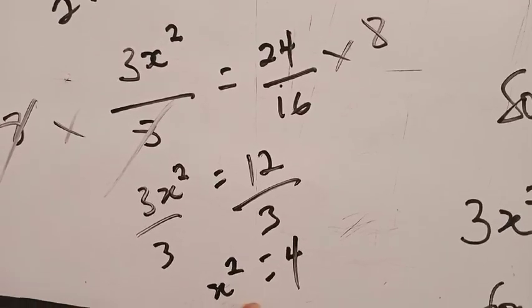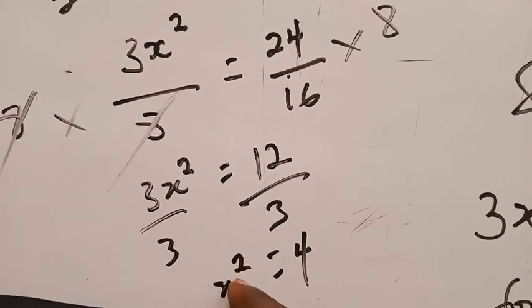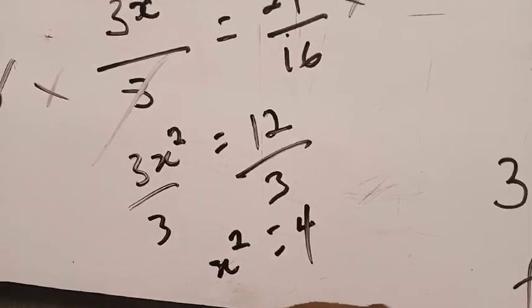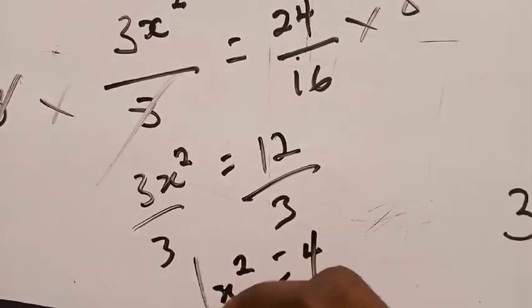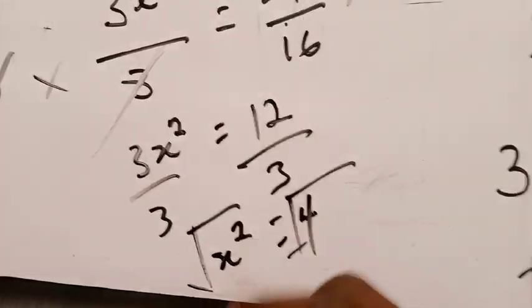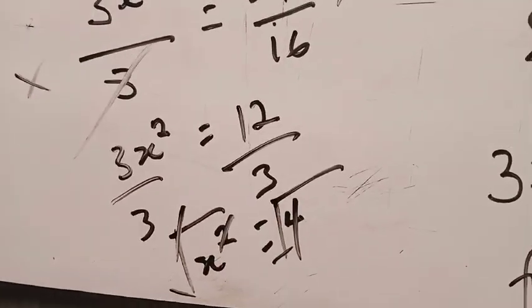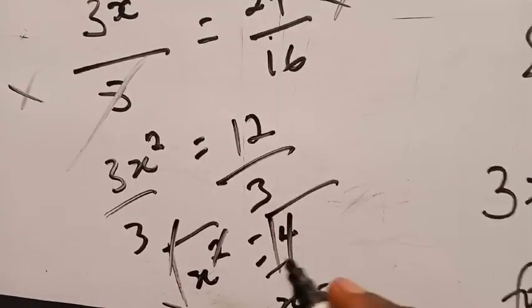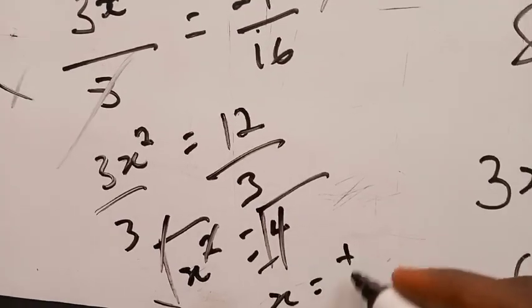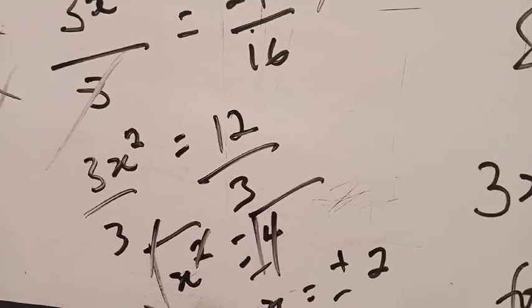So what about this here? This is where this exponent 2 has to vanish. The only way this can vanish is to take a square root of this and then take the square root of that. So this and this one cancel out. So we have our x equal to the square root of 4, which is going to be either positive or negative 2. Do you agree?